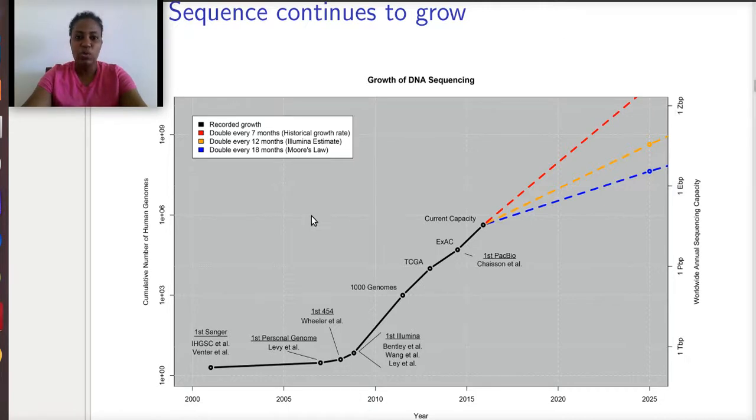So we see that Moore's law has been overcome. The growth of the bioinformatics data, biological data, surpasses Moore's law. The data doubles every year. And by another historical growth rate, it says it doubles every 7 months. Now, how can the storage be handled? How can the computational work be carried out?